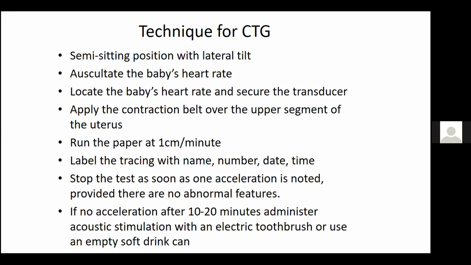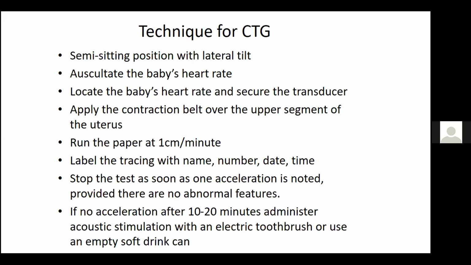Then you locate the baby's heart, and then you secure the transducer. And then a CTG is not a CTG. This is a cardiotocograph, so you cannot run CTGs without running a toco belt. You need to put the toco belt on the uterus to be able to compare the response of the fetal heart rate to the uterine contractions.